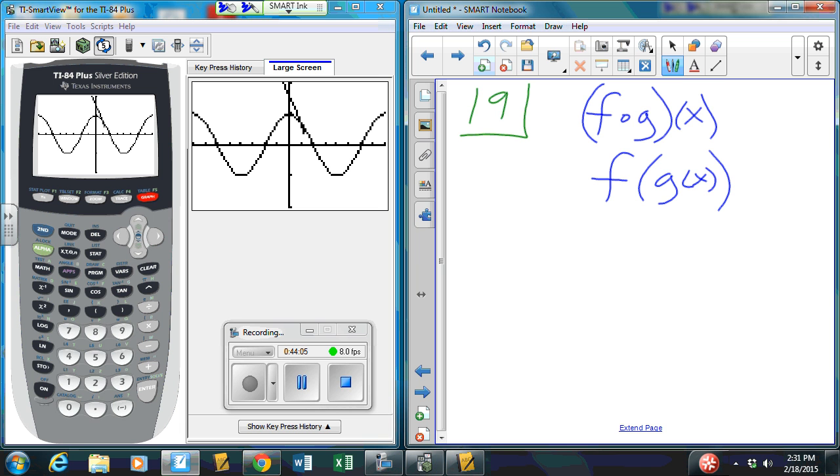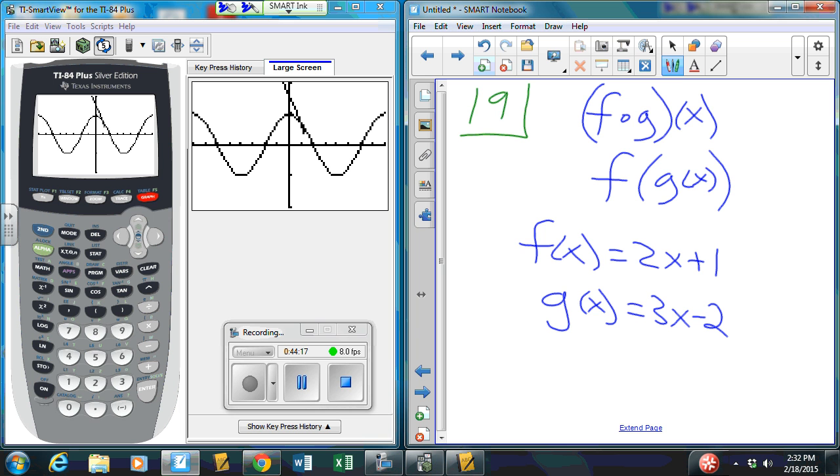Okay. So if I had something like f of x equals 2x plus 1, and g of x equals 3x minus 2, how do I find f composed of g of x? Which one do I put in which one? G in the. Yeah, you're going to put g in for x. You're going to put this whole thing in for that x. So 2 times 3x minus 2 plus 1. And you're going to simplify that to be 6x minus 3, right? Any questions on that? That's a composition of functions.